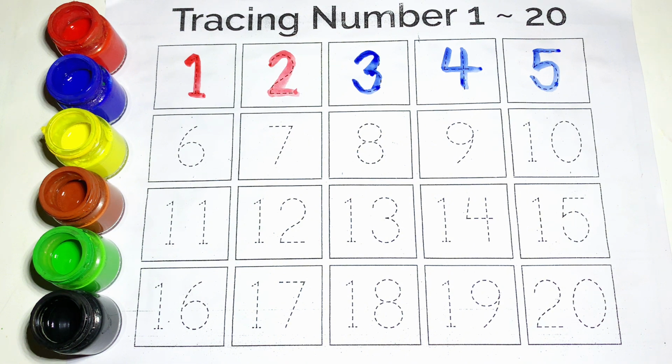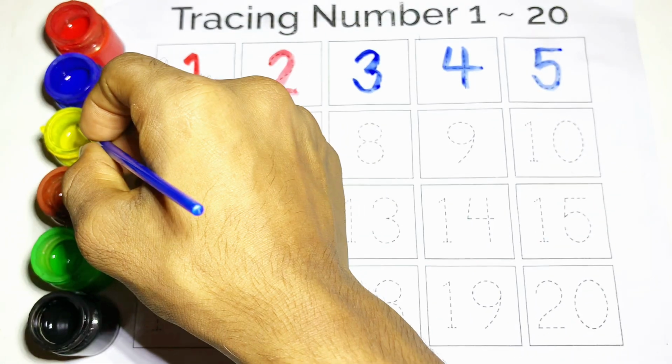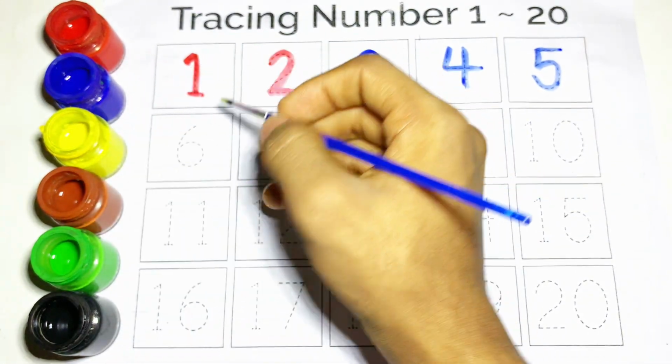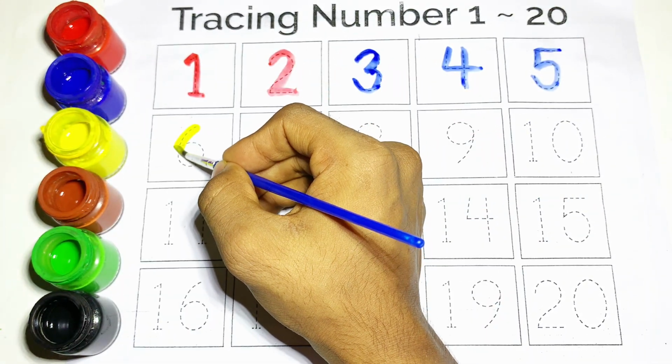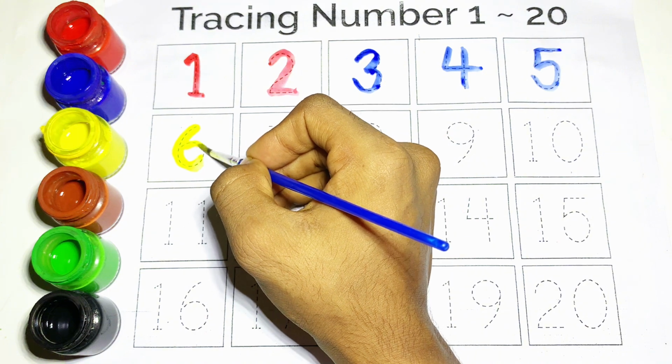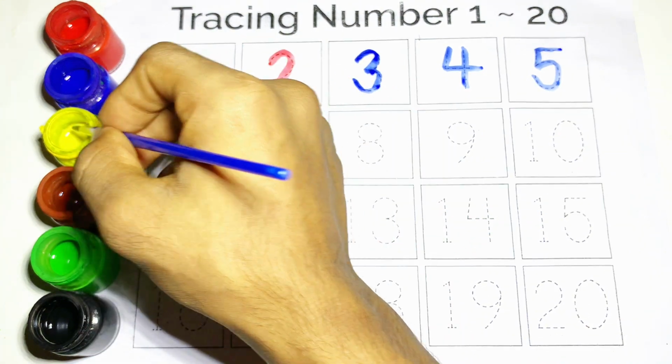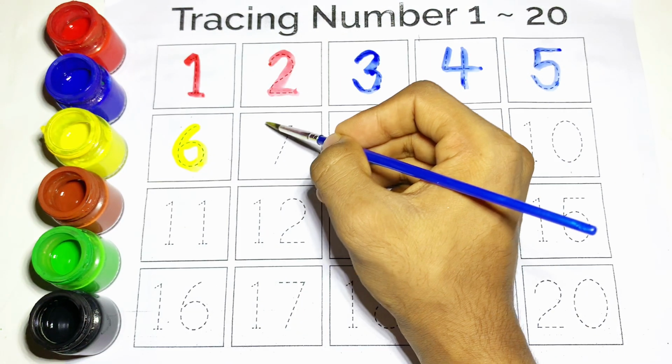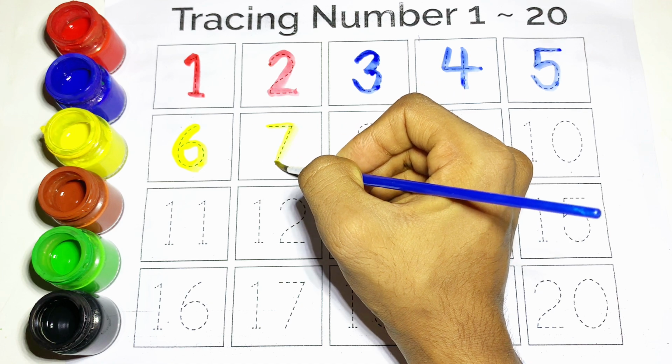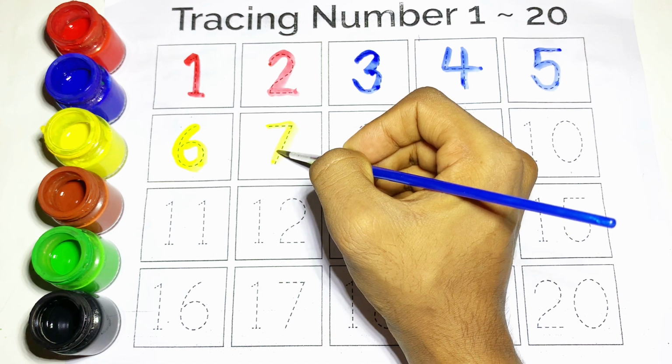Kids, now 6, the numbers of 6, and use yellow color. S-I-X, 6. Kids, again use yellow color and draw 7, the numbers of 7.